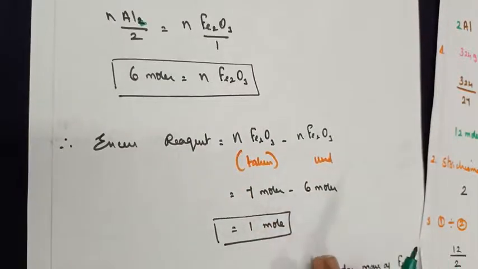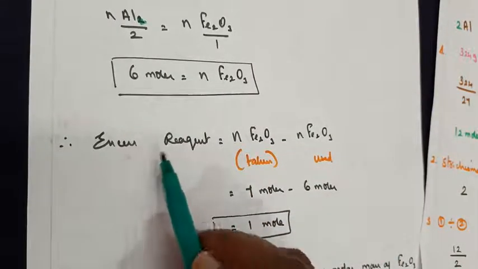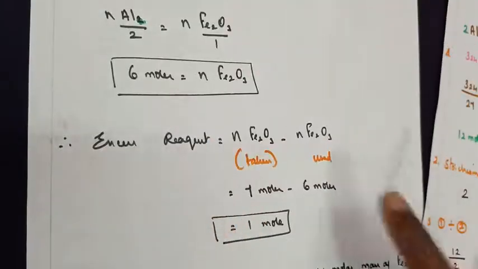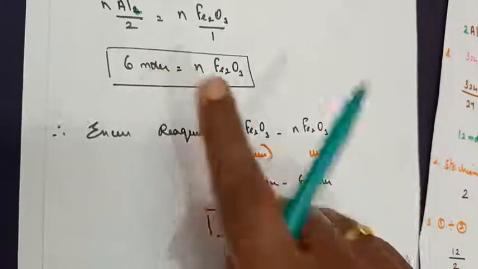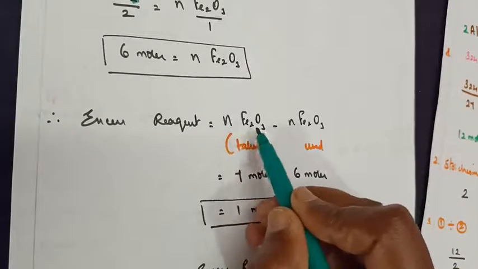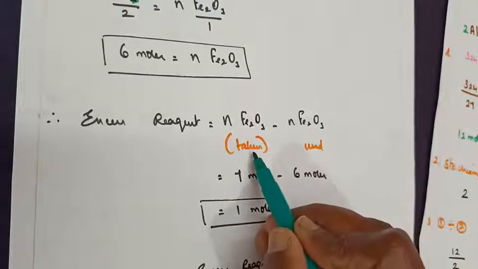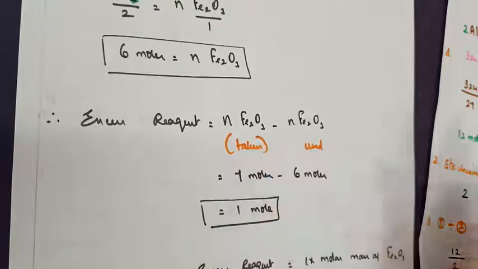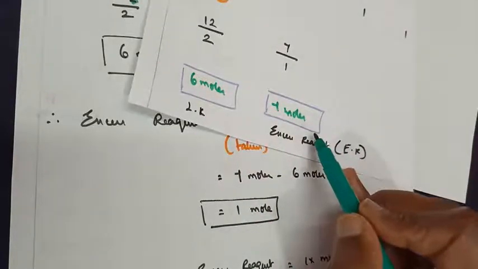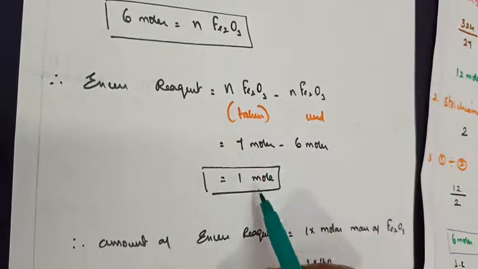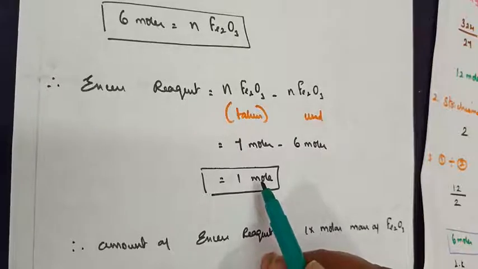I am writing it here. So now the final formula: for the excess reagent, the amount of ferric oxide present is 7 moles. But how much is used up in the reaction? Only 6. That's the step I have written: N of Fe2O3 taken minus N of Fe2O3 used up. The taken amount is what you calculated for the excess reagent, and the used amount is what you have calculated now. So 7 minus 6 equals 1 mole of ferric oxide as the excess reagent.